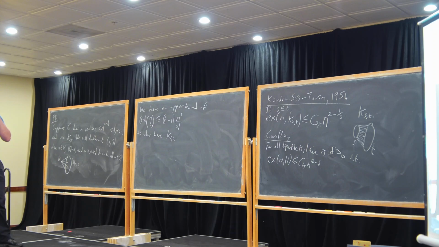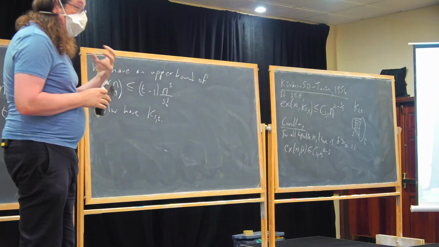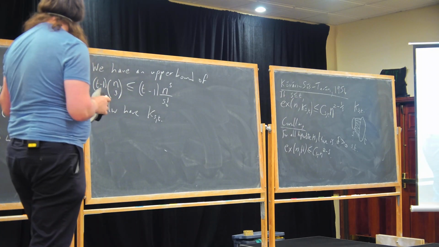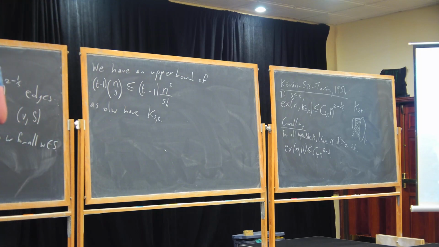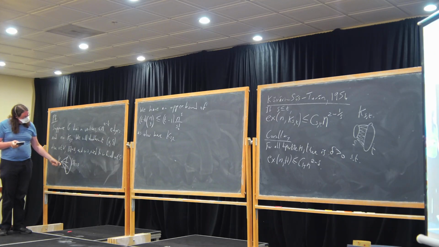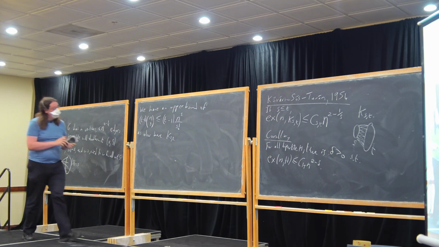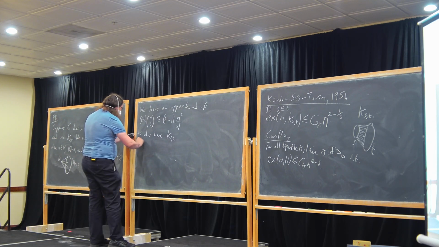We'd also like a lower bound for this. How do you count these things? A different way of counting is to look at each vertex and then look at the number of s-tuples contained in its neighborhood. So we also have a lower bound.